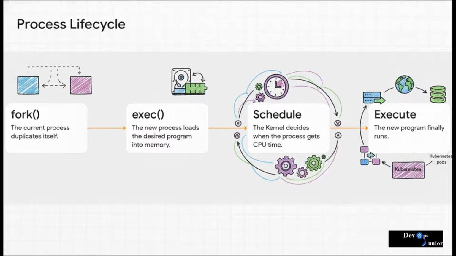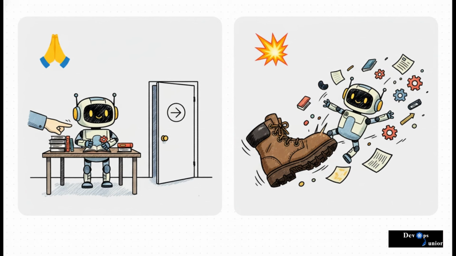And this separation is actually brilliant. It's super efficient because the parent process doesn't need to know anything about the internals of the new program it's kicking off. Okay, so the process is running.